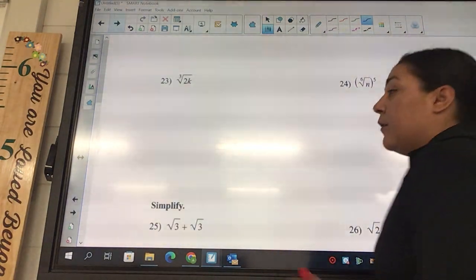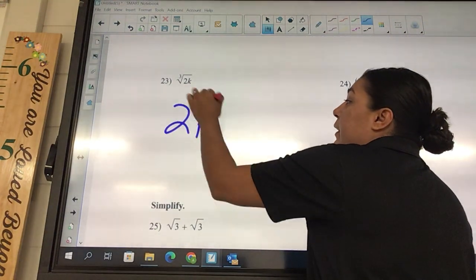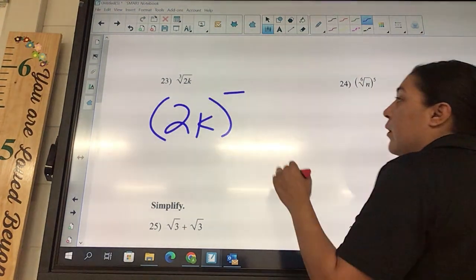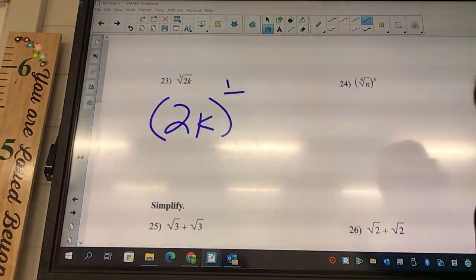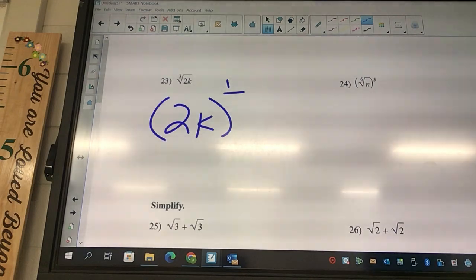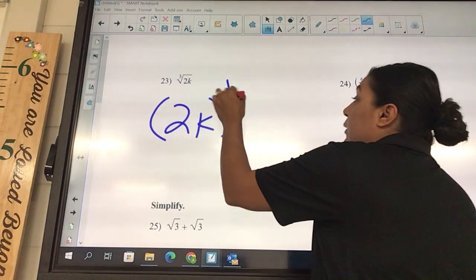Okay, same thing. We're going 2K, and you do need parentheses. What number is going on the top? 1. On the inside, if there's no number, it's a 1. On the outside, it's a 2. And then what's going on the bottom? 3. Good.